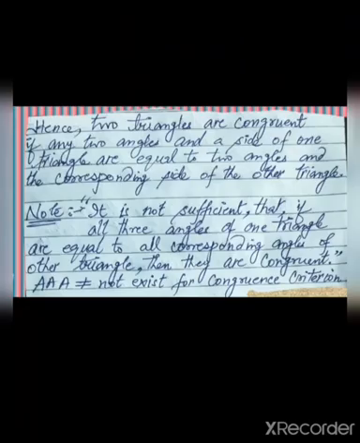Hence, two triangles are said to be congruent if any two angles and the side of one triangle are equal to two angles and the corresponding side of the other triangle. Note, students, it is not sufficient that all three angles of one triangle are equal to all corresponding angles of the other triangle to say they must be congruent. No, it is not a sufficient condition. So we never say that triple A is a criterion to prove congruency between triangles. Remember this point, it is never used, right?